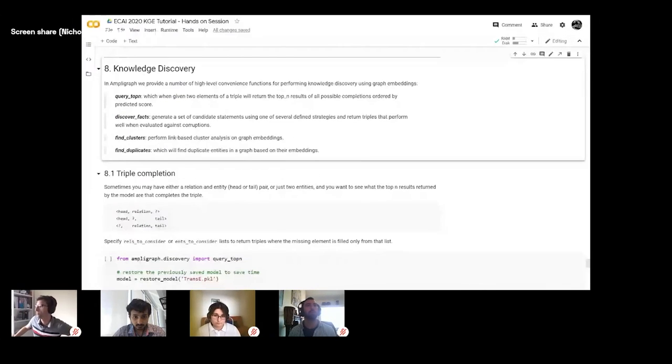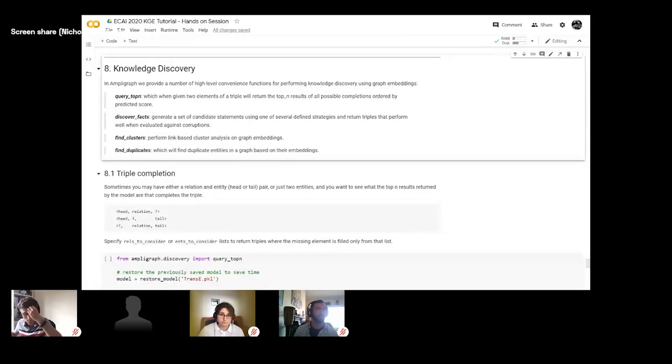As Sumit mentioned, he's going to take you through a number of downstream tasks. The main one of these is going to be in the area of knowledge discovery. So in Ampligraph, we have a number of high-level convenience functions that we can use to perform knowledge discovery using graph embeddings. These functions are query top n, discover facts, find clusters, and find duplicates. The query top n function is essentially when you're given two elements of a triple and you want to return all the possible completions of that entity given the embeddings that you've trained.